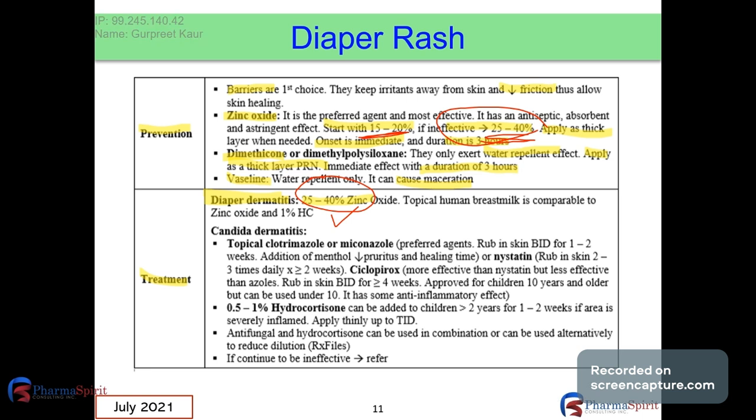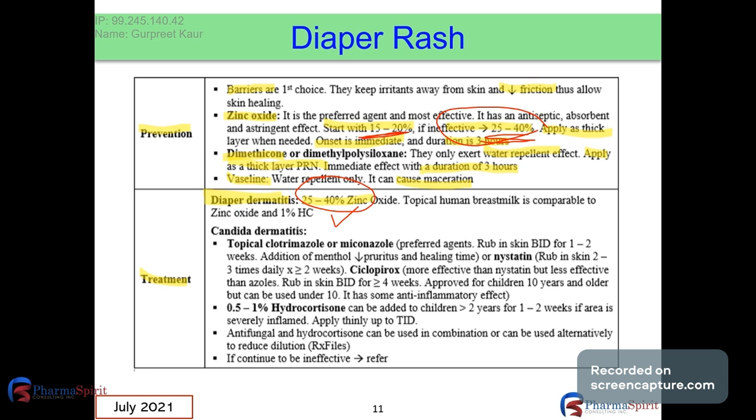Okay, now when they are using the 25 to 40% for the prevention, what will we give if the child gets diaper dermatitis? So now this diaper dermatitis comes while using the 25 to 40%. In this case, if the child is 2 years of age, we can recommend hydrocortisone. If the child is less than 2 years of age, we need to refer this child to the physician because we already used the 25 to 40% zinc oxide for the prevention and it is not effective. That's why the child got diaper dermatitis.